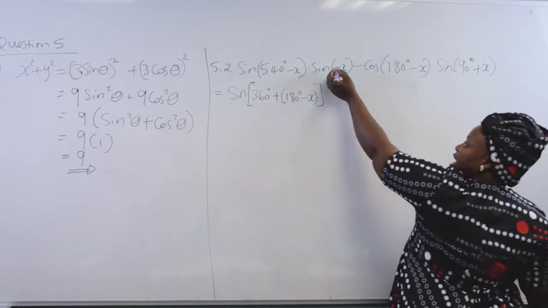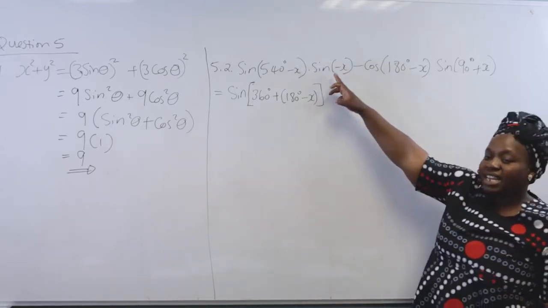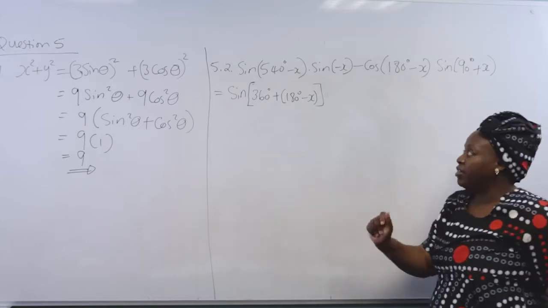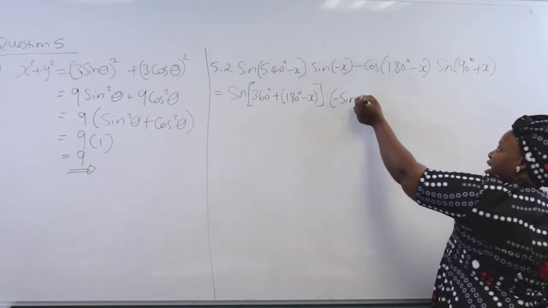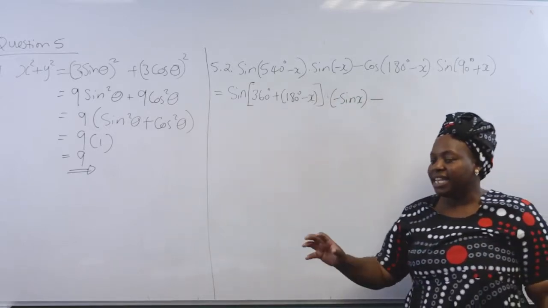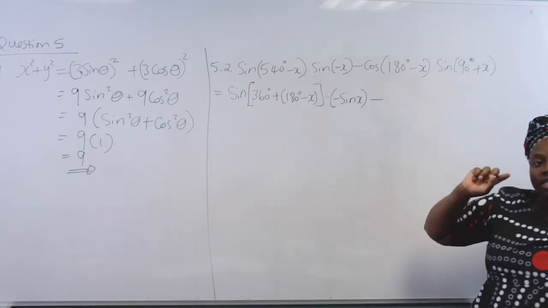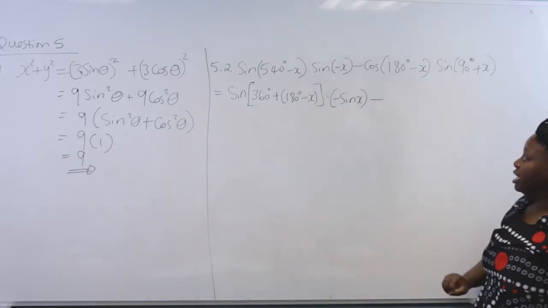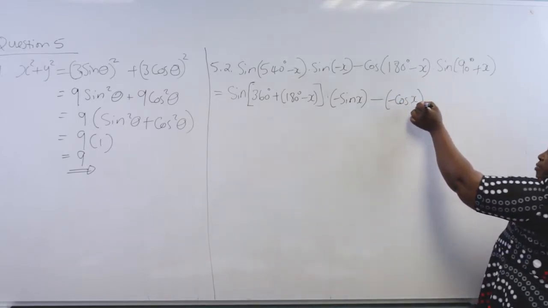Now, the second one is a negative. Negative is in the fourth quadrant. It means that sine is negative there, we have to take the negative out. So we are multiplying this with a negative sine x minus 180 degrees minus x, which is on the second quadrant, where only sine is positive and cos is negative. So we're going to have it as a negative cos x.